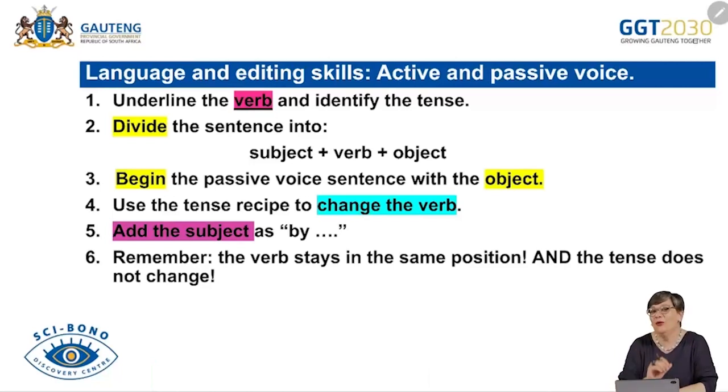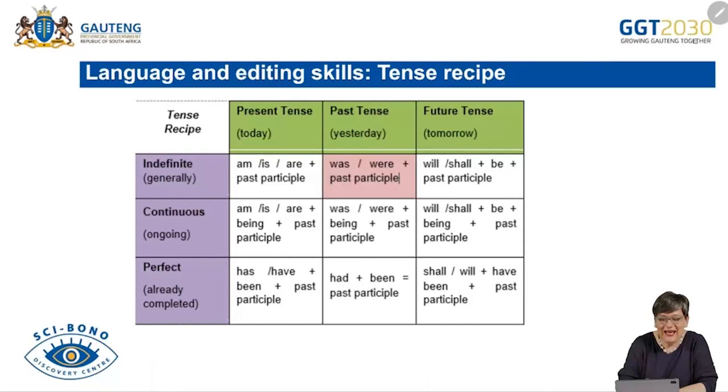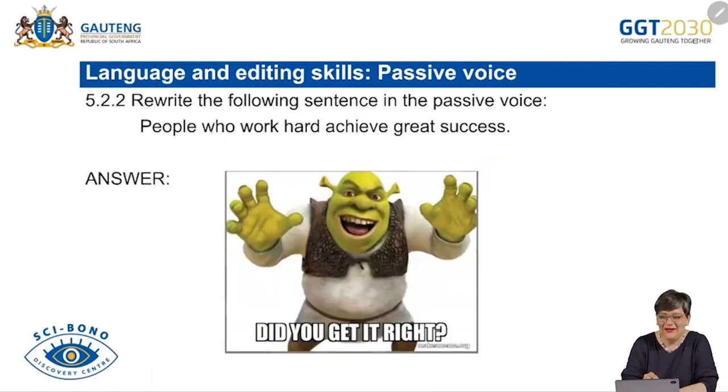So this is what I call the tense recipe. The easiest way is to learn this off by heart. So for the present tense, can you see we're using am, is, and are, has and have, and then we're moving over to the past, we were using was and were and had been, and then the future tense. Right. So let's quickly write the following sentence. Here's your sentence. Rewrite in the passive voice. People who work hard achieve great success.